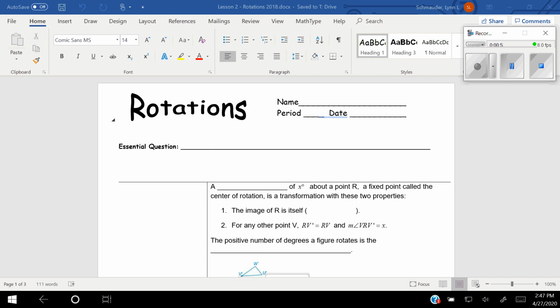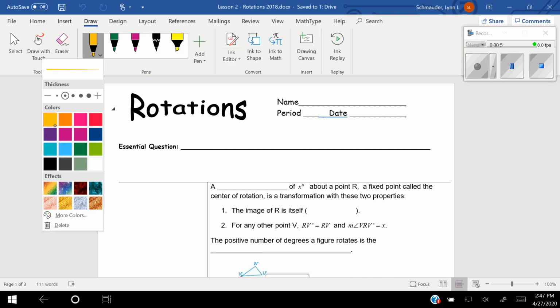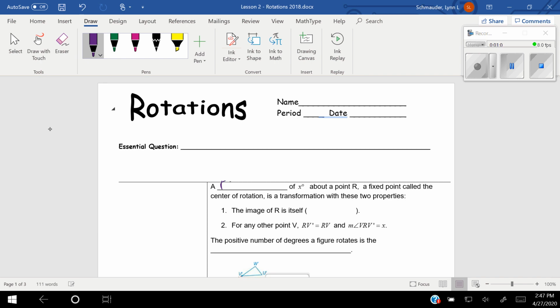All right, here we go. A rotation of x degrees about point R, a fixed point called the center of rotation, is a transformation with these two properties. The first property is the image of R is itself. R equals R prime. And you remember that was the same for the reflection as well.